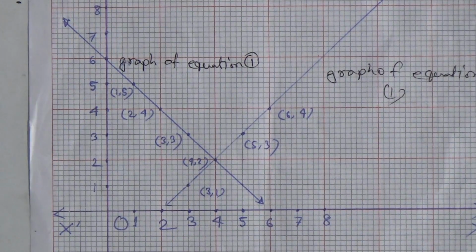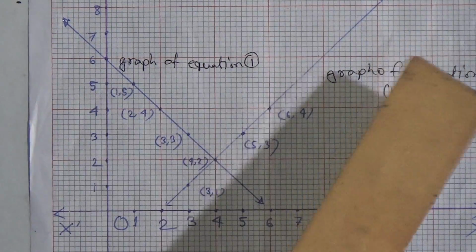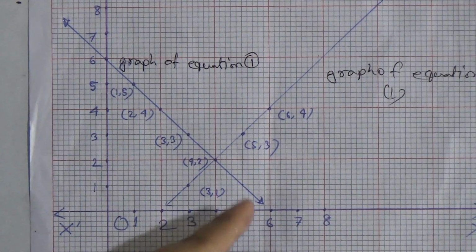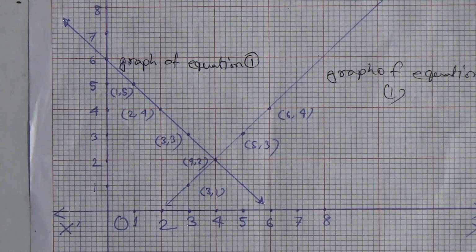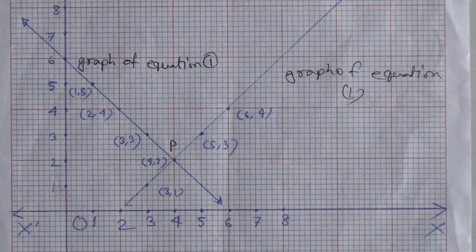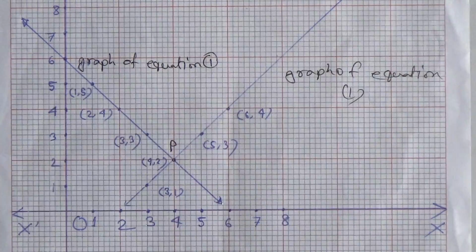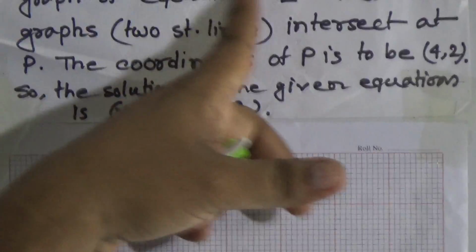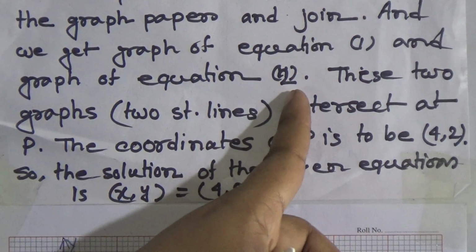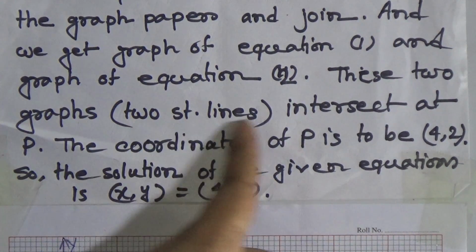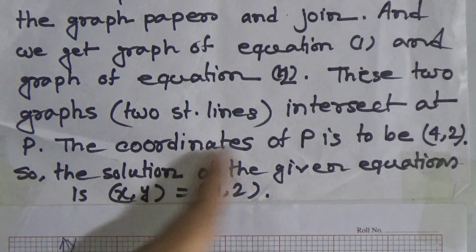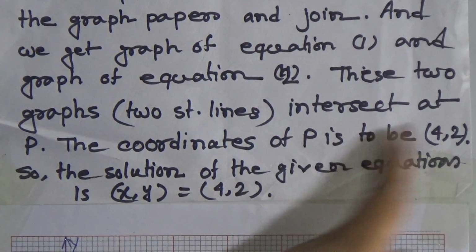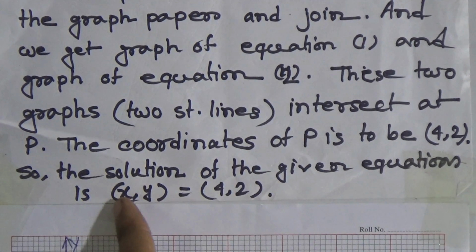My dear student, notice the graph of equation 1 and the graph of equation 2 intersect at the point (4, 2). Its name is P. So this point P is the solution of these two graphs. That means we plot the above points on the graph paper and join, and we get the graph of equation 1 and the graph of equation 2. These two graphs, that means two straight lines, intersect at P. The coordinates of P are (4, 2). So the solution of the given equations is x comma y equal to 4 comma 2.